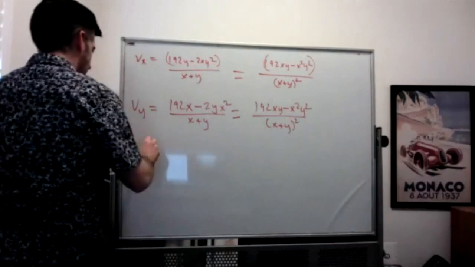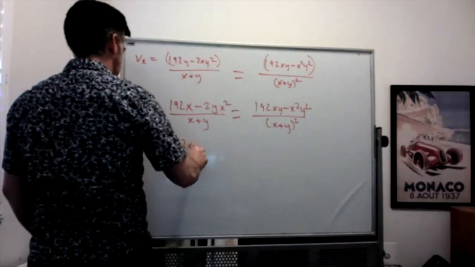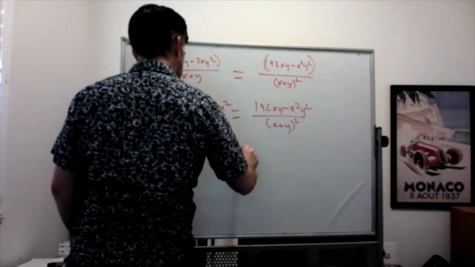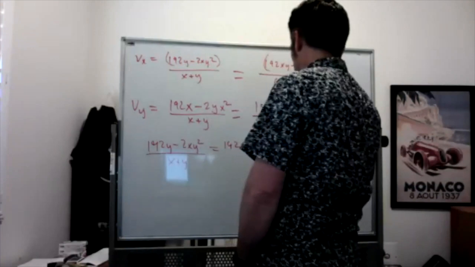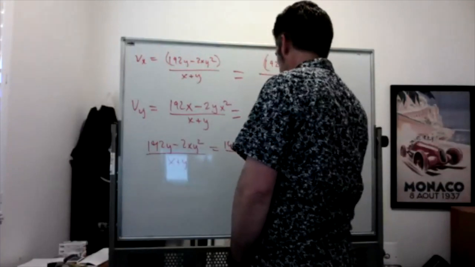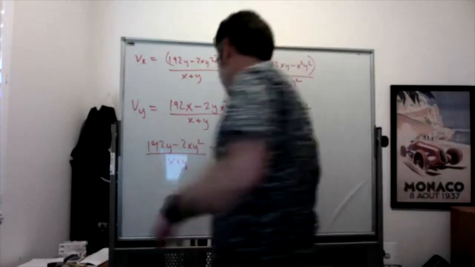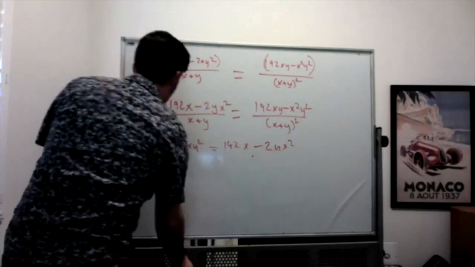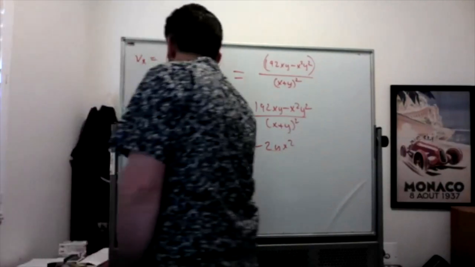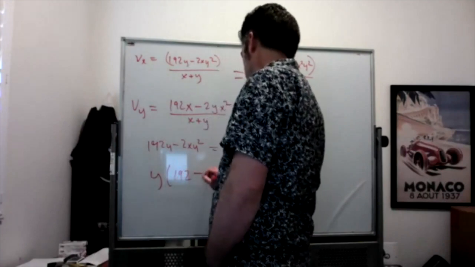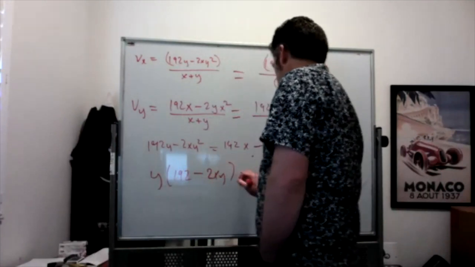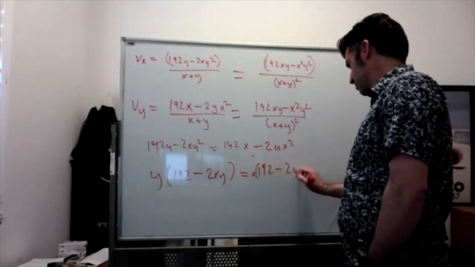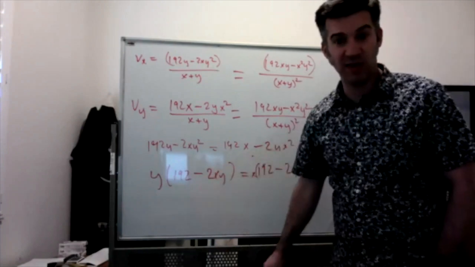So now, look at what I've got. 192y minus 2xy squared over x plus y equals 192x minus 2yx squared over x plus y. Then multiply both sides by x plus y. I think you can factor out a y from the left, 192 minus 2xy. Factor out an x from the right. Divide both sides by the same thing.